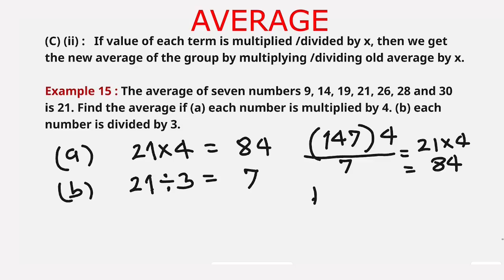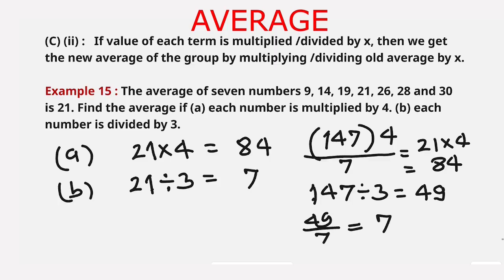Also, in part B, if we divide 147 by 3, we get 3 times 4 is 12, 14 minus 12 is 2, we carry 7, 3 divides 27 nine times. And when we divide 49 by 7 for finding the average, we get average equal to 7, which is 1/3 of 21.